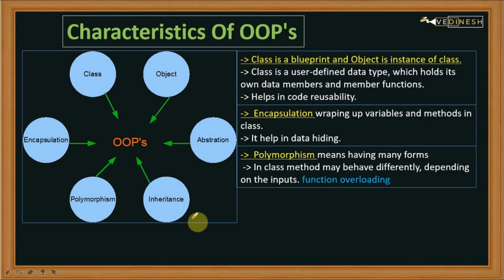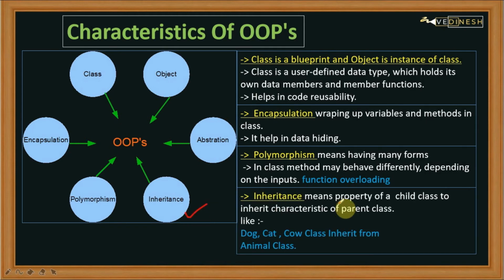Now the next feature is inheritance. Inheritance means the property of a child class to inherit the characteristics of a parent class. You can understand this with an example, like you have inherited some properties from your parents and grandparents. Similarly, in classes also, instead of creating separate classes, you can use the common functionalities, like this animal class. This animal class can be inherited by dog, cat, cow, etc. because they fall into the category of animals.